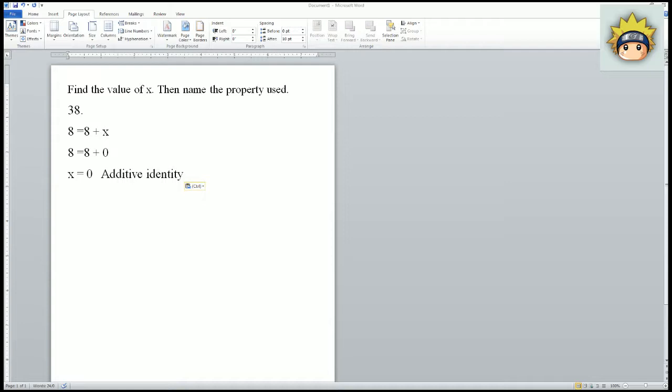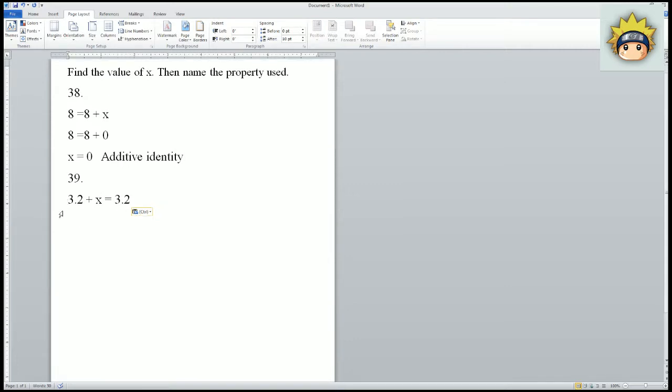Number 39, 3.2 plus x equals 3.2. Notice that there is a 3.2 on the left and a 3.2 on the right. So x here is 0. When x equals 0, we call that the additive identity.